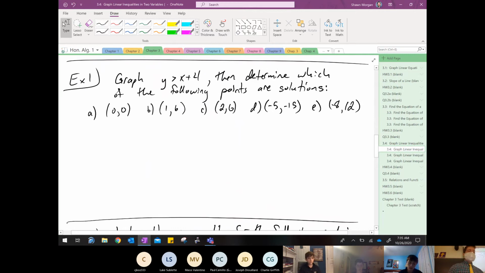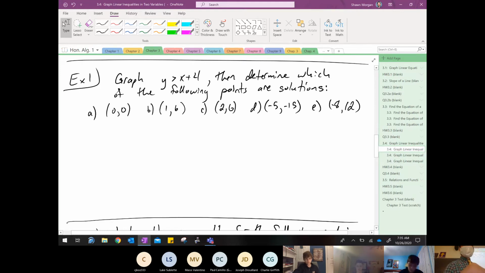Okay, so here's our first example. And this one's going to be a simple enough example that we don't have to bust our brain too much on it. We're given a linear inequality of 2 variables, so we've got y is greater than x plus 4. And we want to simply determine which of the following points are solutions to that inequality. Now, how can I tell if an ordered pair is a solution to an equation, or in this case, an inequality? By plugging it in. Yeah, if I plug and chug and get a what? Get a true statement. So let's try it out.